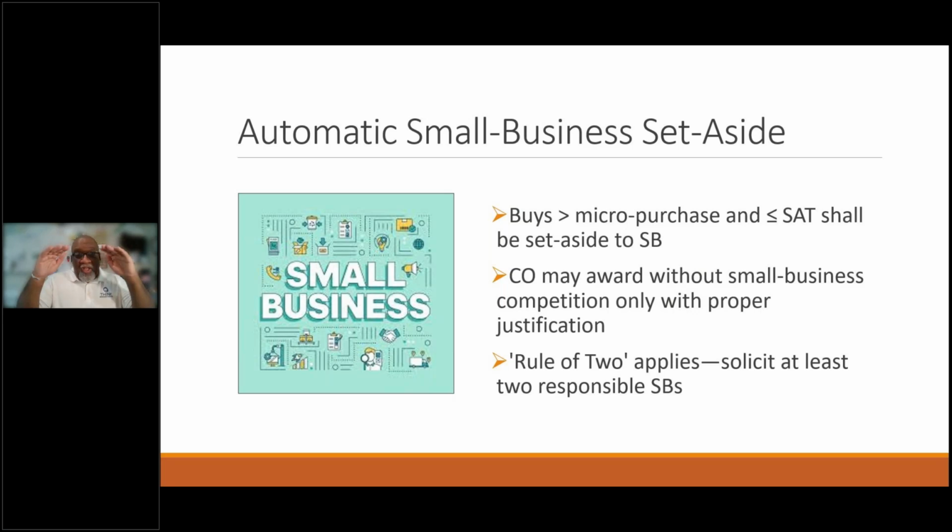But even at the simplified acquisition threshold, there may be a desire to set aside a procurement for HUBZone small businesses because the agency has had a challenge meeting their HUBZone small business goals. So just be mindful of that. That's a viable option, not only to be set aside because it's below the SAT, but to further set aside in a category for a given socioeconomic category.